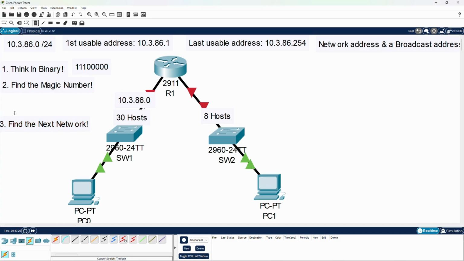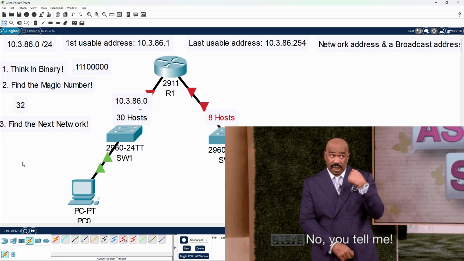That's the magic number. 32. What's the next network? And this already gives us this, because we have to remember, we have to work within the confines or the boundaries of this network. What's the next network already start at? You tell me.